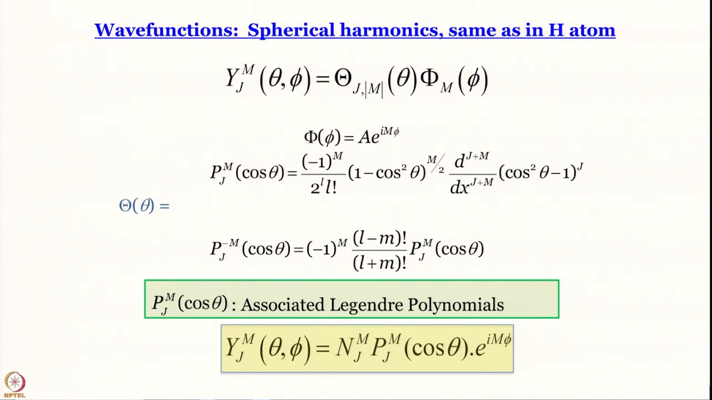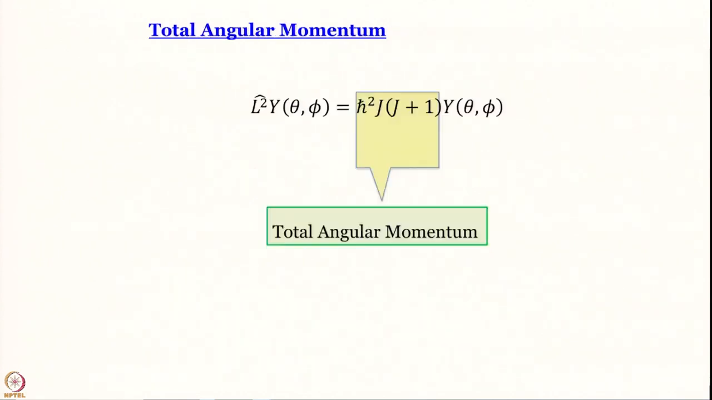We'll come back to this once again when we talk about the hydrogen atom. The theta dependent part is basically a constant multiplied by an associated Legendre polynomial in cos theta. That's what it is. So the theta dependent part is a polynomial, and the phi dependent part is an imaginary exponential factor. Now, what happens when we try to find the energy?